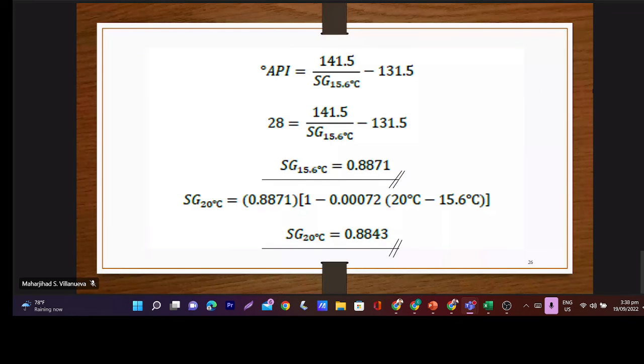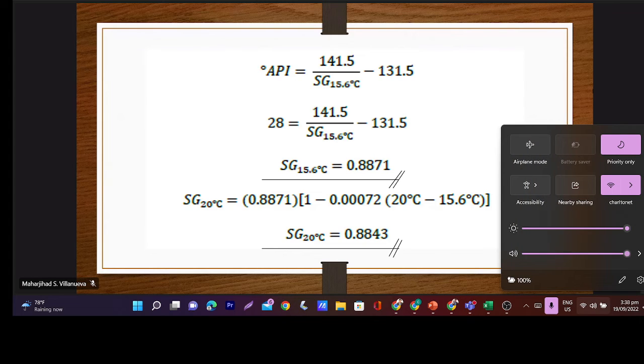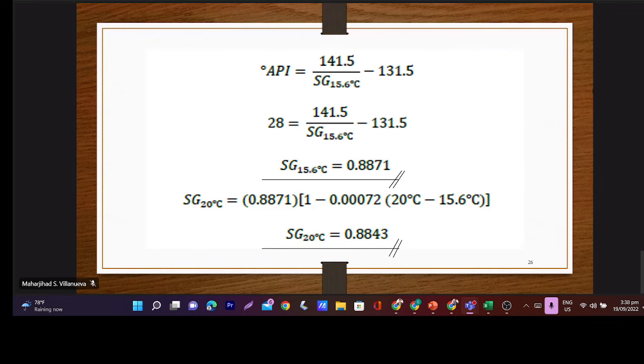Kaya po kinuha siya sa 15.6 kasi po ang standard formula po natin ay laging sa 15.6. Tapos po ang tinatanong po sa problem ay yung specific gravity at 20 degrees Celsius para po makuha yung volume ng temperature po na yun. Base lang po sa module, yung standard temperature ay yung 15.6 degrees Celsius o kaya po 60 degrees Fahrenheit.